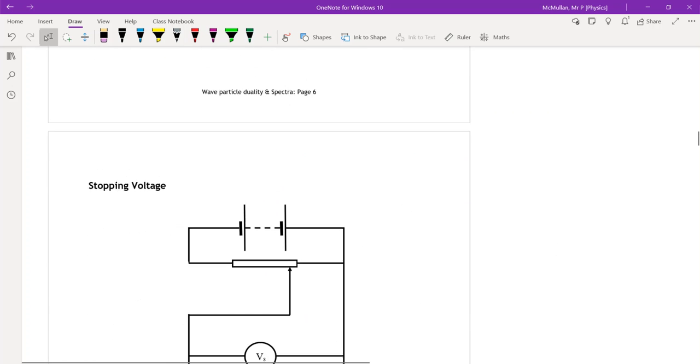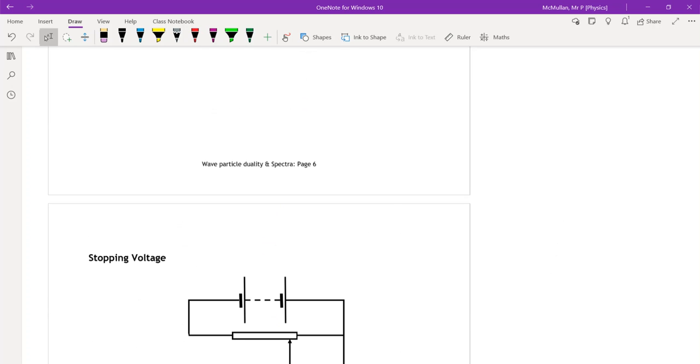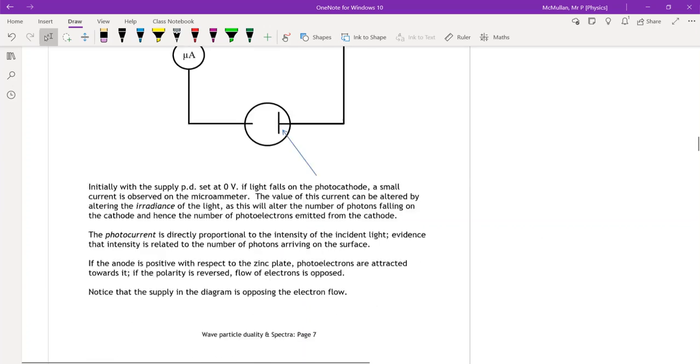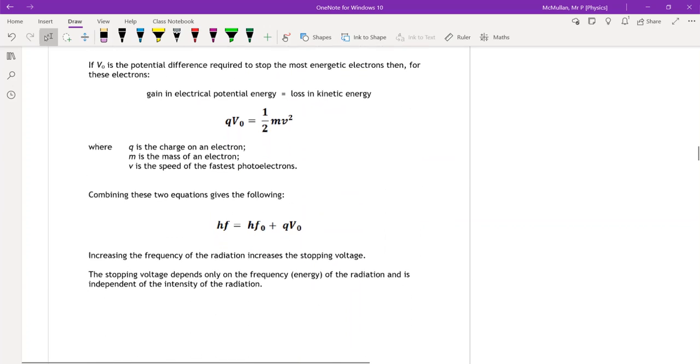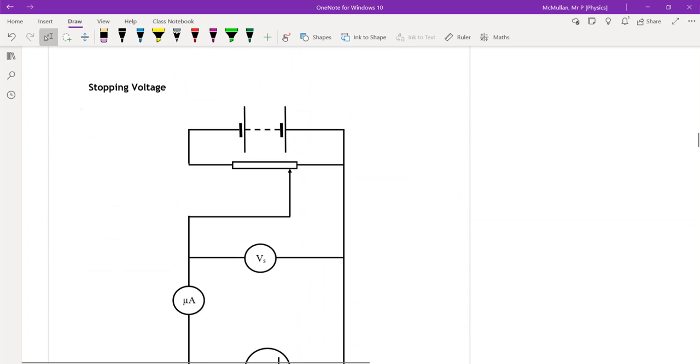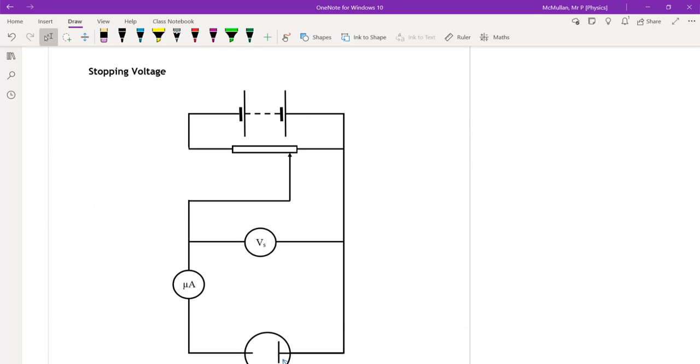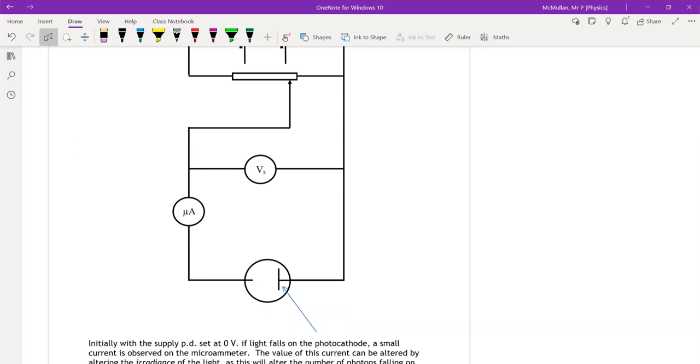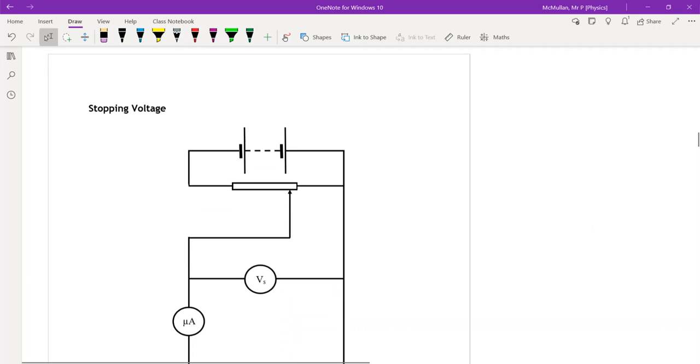The good thing about these questions is they stay very similar. They're going to ask you to work out if HF or E or HF naught. So we'll go on to the next page, stopping voltage.